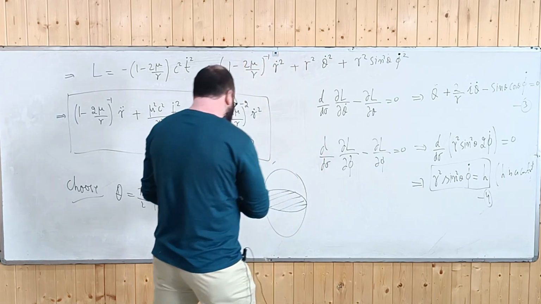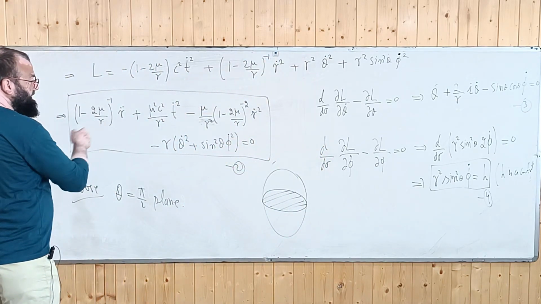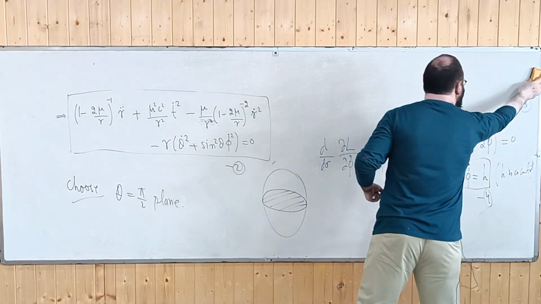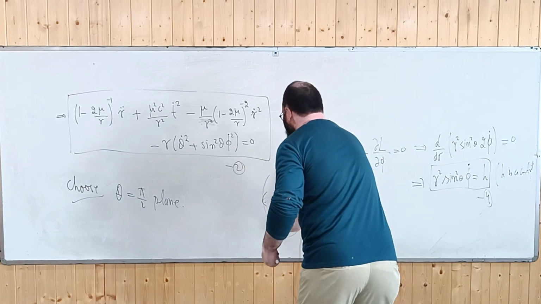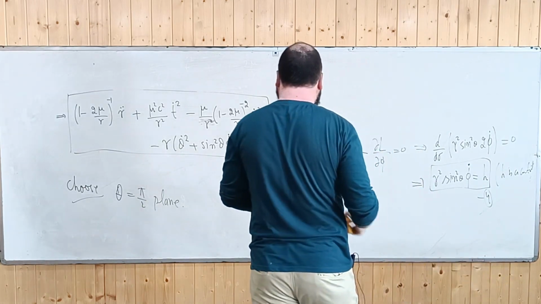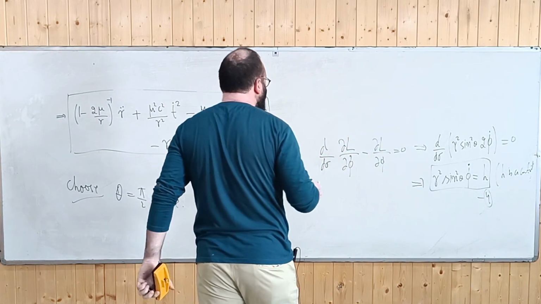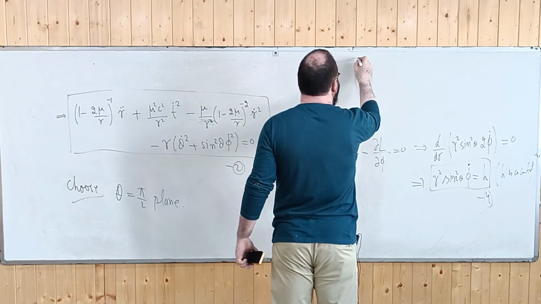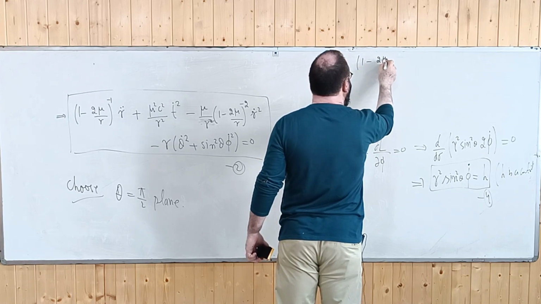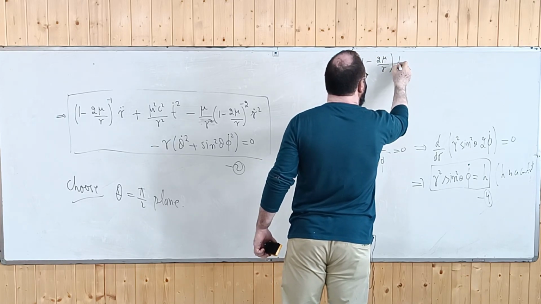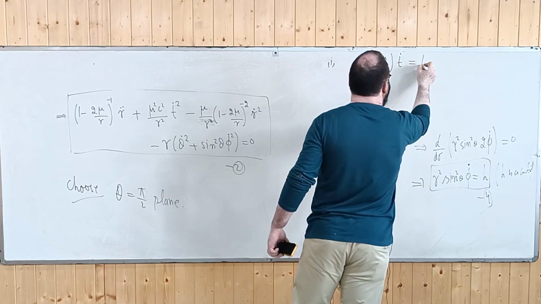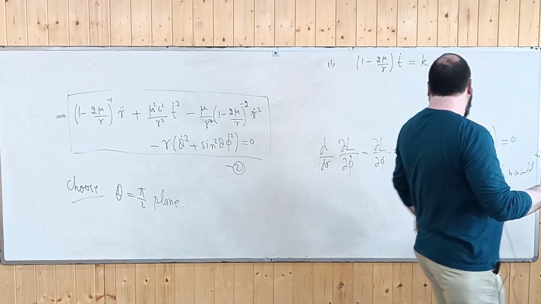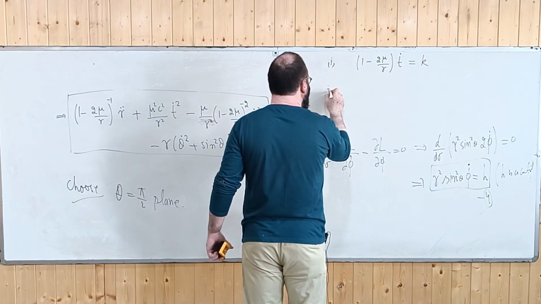So when I fix this, what are these equations? In this plane, let me write the first equation. What is that? 1 minus twice mu by r, times t dot, that's equal to E. Is it correct? Yes, sir. So what will be the second equation?